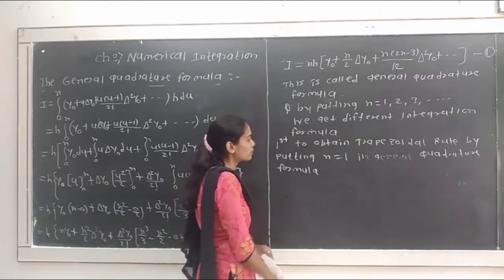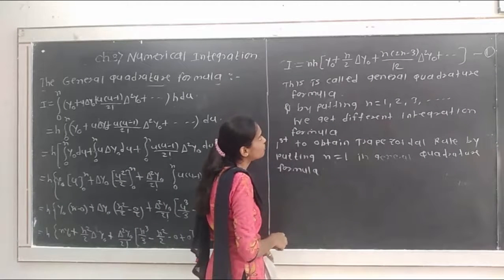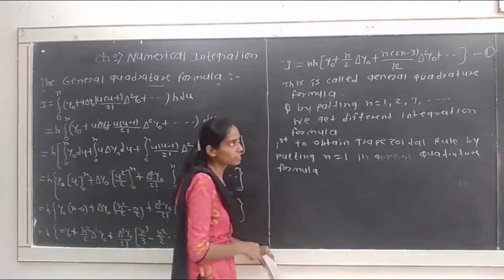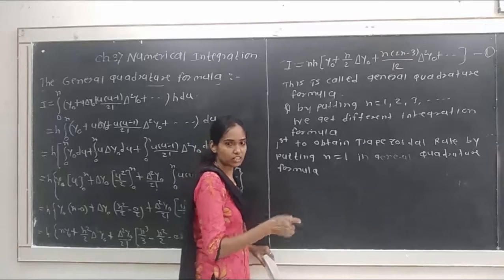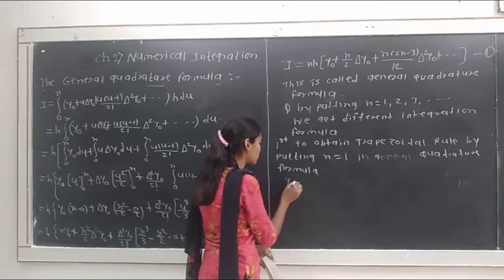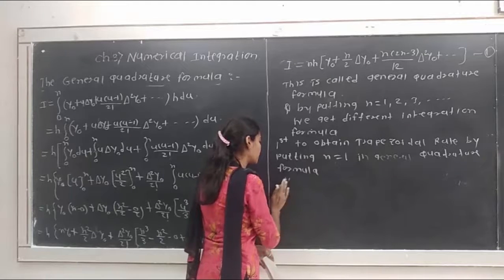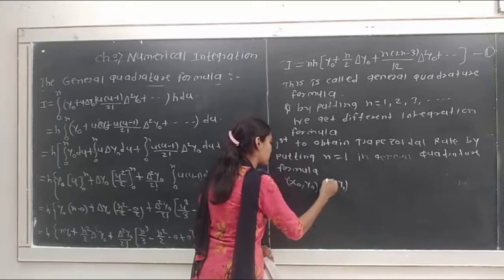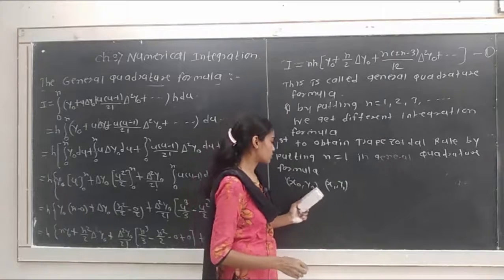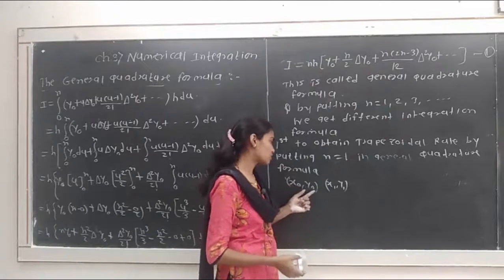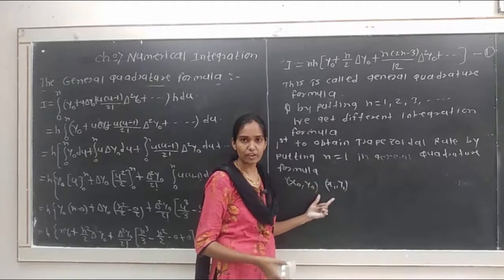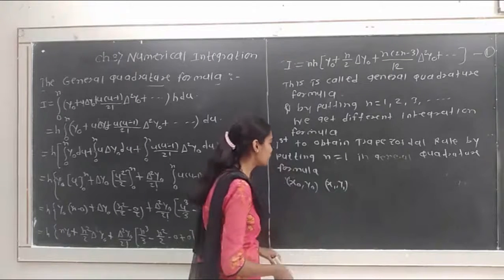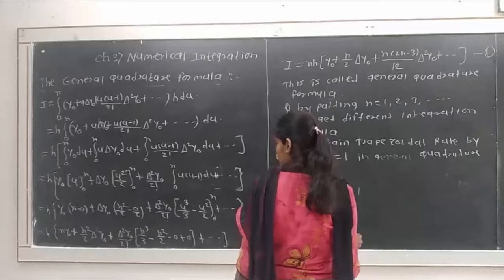If we put n is equal to 1 in the general quadrature formula, then the interval will be from x0 to x1, that is we use only two pairs of values of the function, x0 y0 and x1 y1. For these two pairs of values, if we find the forward differences delta, we get only the first order forward difference.